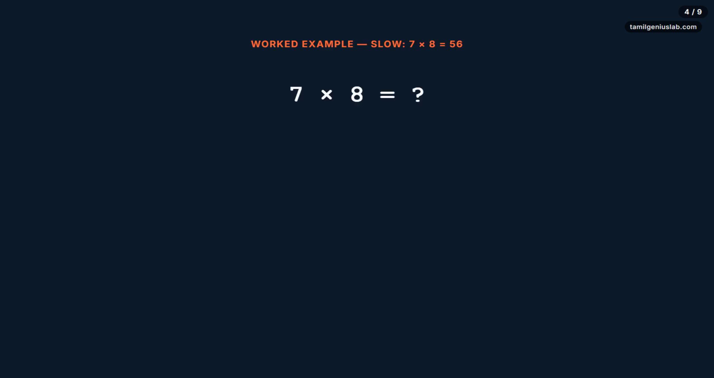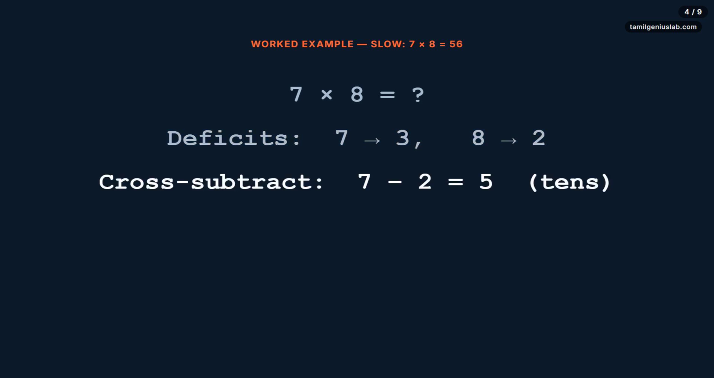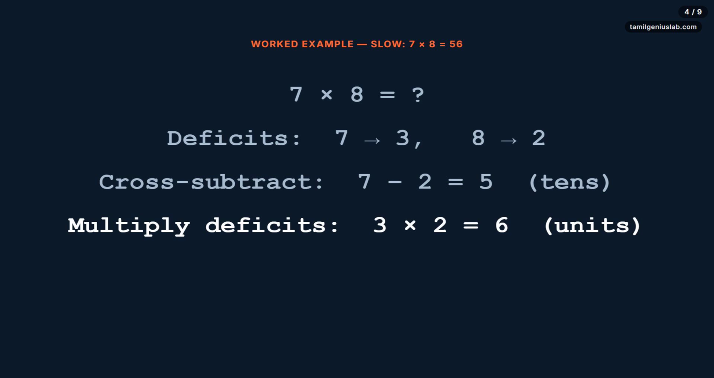7 times 8. Deficits first. 7 is 3 below 10. 8 is 2 below 10. Step 1. Cross-subtract. 7 minus 2. That is 5. 10's digit, 5. Step 2. Multiply the deficits. 3 times 2 is 6. Units digit, 6. Read it, 5, 6.